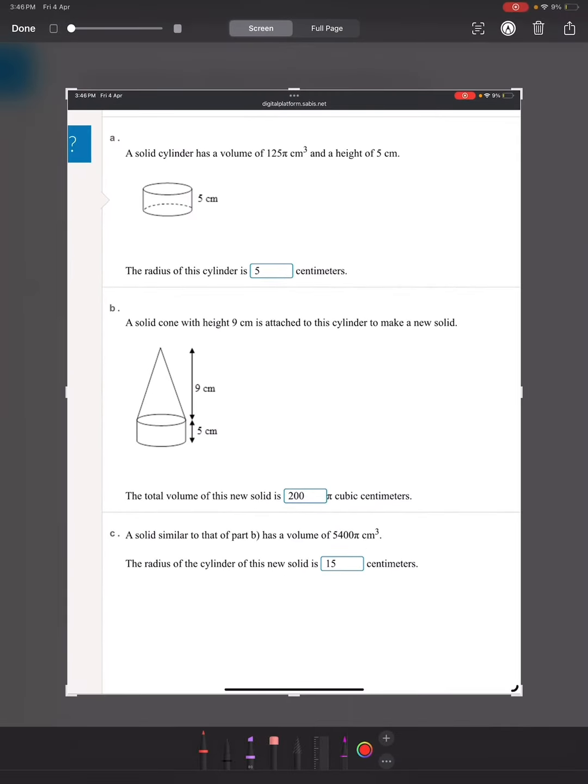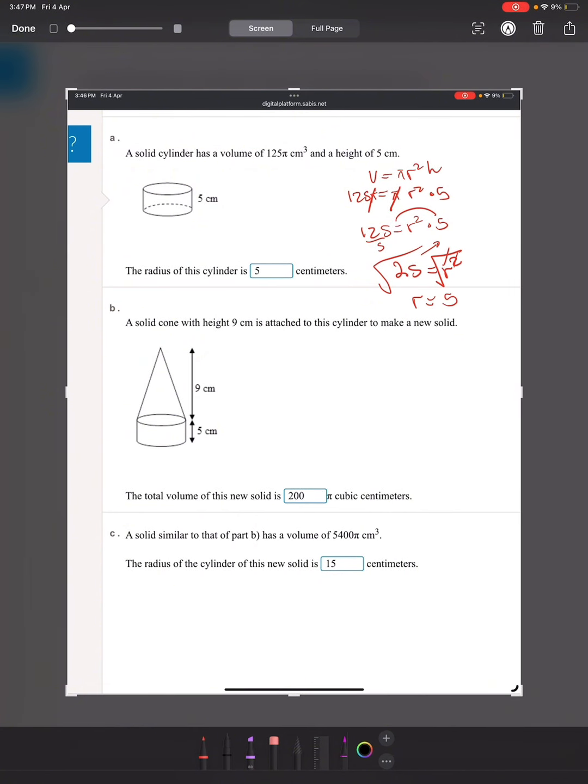Okay, so they want the radius of a cylinder. We can find this easily by using the volume of a cylinder formula, which is pi r squared h. The volume they gave us is 125 pi equals pi r squared, which we don't know r, times the height, which is 5. You can cross this and cross this. 125 equals r squared times 5. Move this to the other side. 125 divided by 5 is 25 equals r squared. Radical, this crosses out. So r equals radical 25, which is 5.